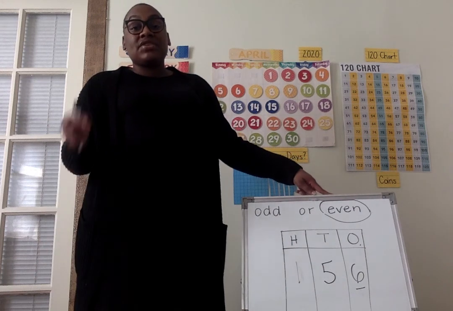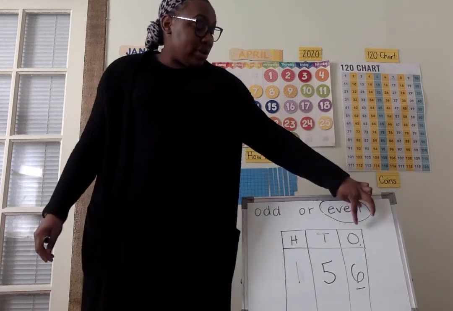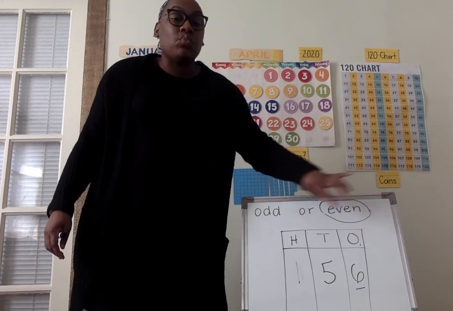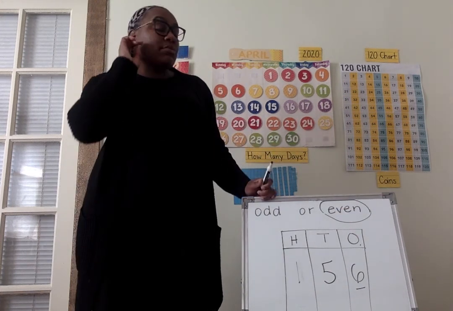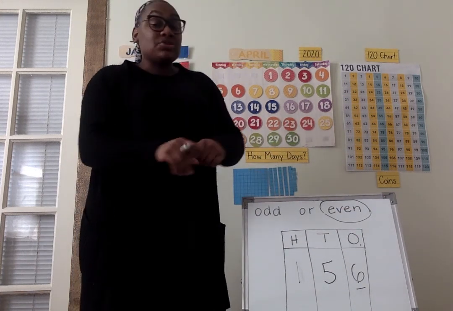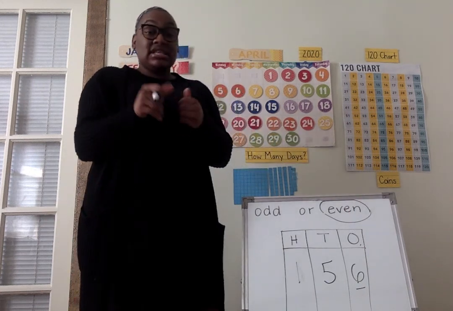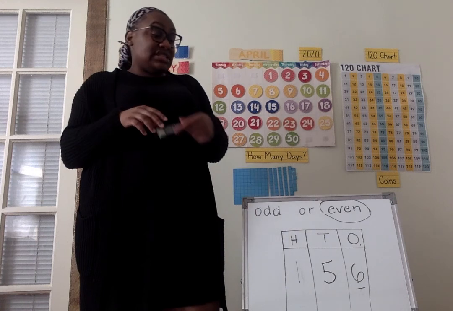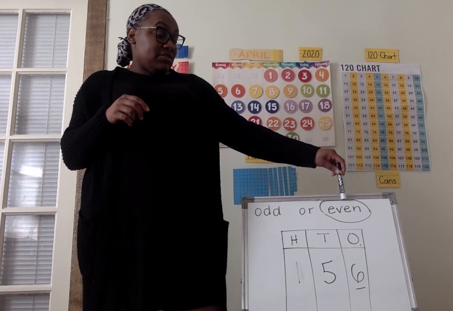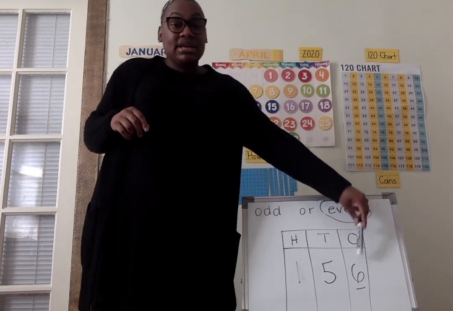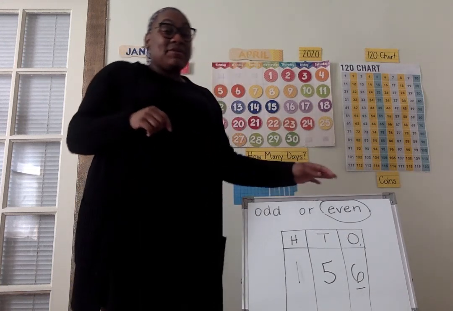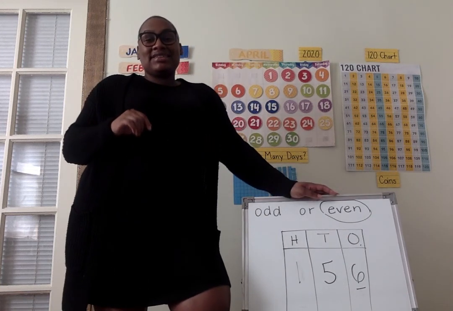When we want to figure out if a number is odd or even, we always look to see what number is in the ones place. You all did such a great job figuring out if this big number of 156 was odd or even. We figured out it was even, and we knew because there was a 6 in the ones place, and 6 is even. I can't wait for our full number corner tomorrow.